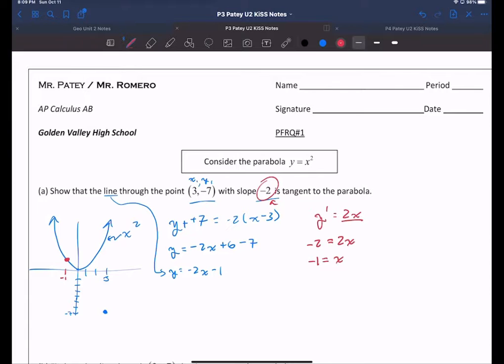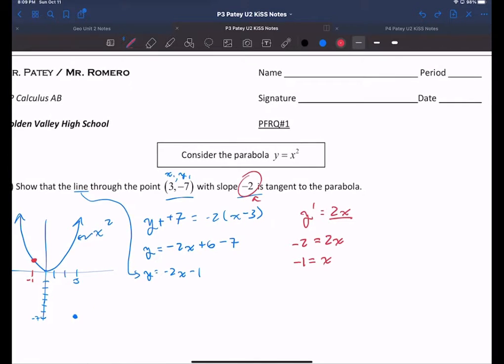So if that's where we have a slope of -2, what is that point? What is this point right here? Very easy to find out. We just take the function y and plug in -1 to it. So we plug in -1 and we square it. We get 1. So it's (-1, 1). So at (-1, 1), we have a slope of -2.